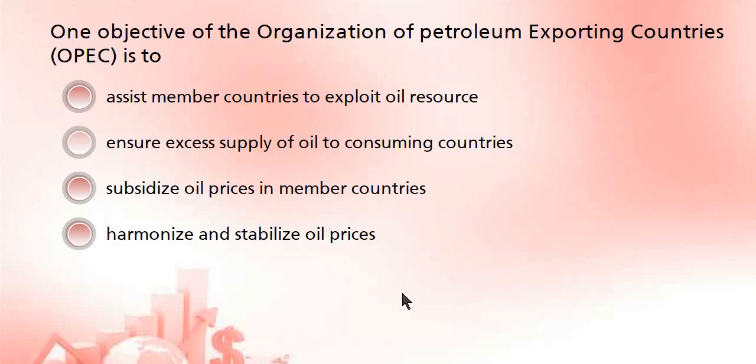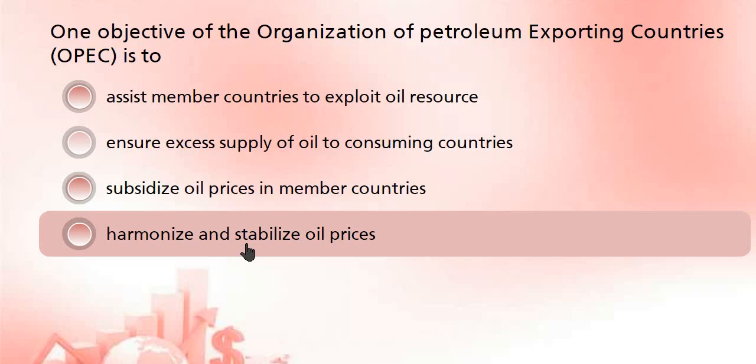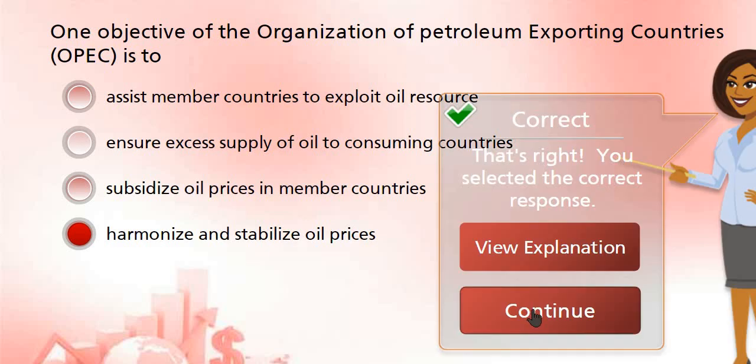Question 48. One objective of the Organization of Petroleum Exporting Countries, OPEC, is to A. assist member countries to exploit oil resources, B. ensure excess supply of oil to consuming countries, C. subsidize oil prices in member countries, D. harmonize and stabilize oil prices. Of course, D is the right answer. One objective of OPEC is to harmonize and stabilize oil prices.